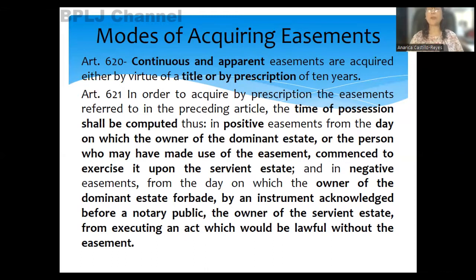In order to acquire by prescription the said easements, the time of possession shall be computed in positive easements from the day on which the owner of the dominant estate or the person who may have made use of the easement commenced to exercise it upon the servient estate. In negative easements, from the day on which the owner of the dominant estate forbade, by an instrument acknowledged before a notary public, the owner of the servient estate from executing an act which would be lawful without the easement.